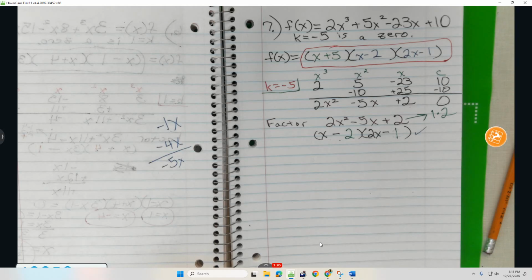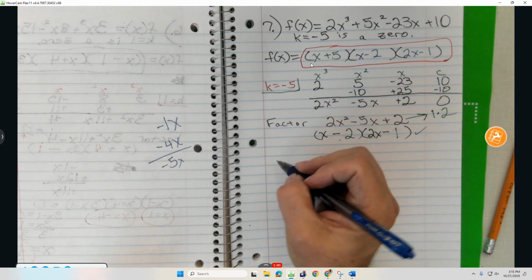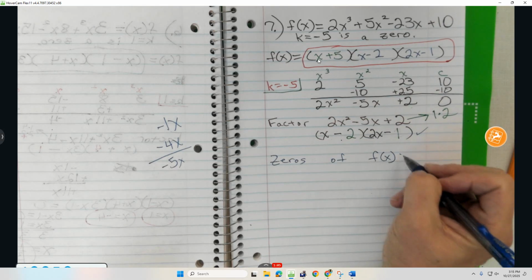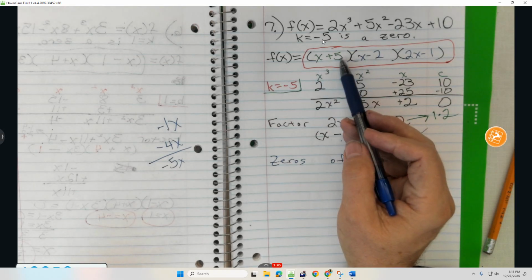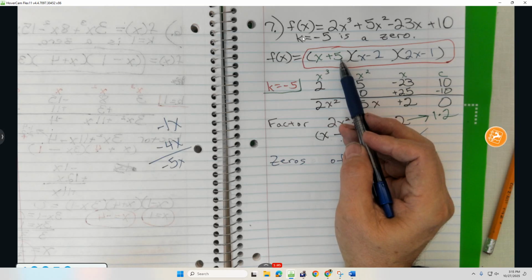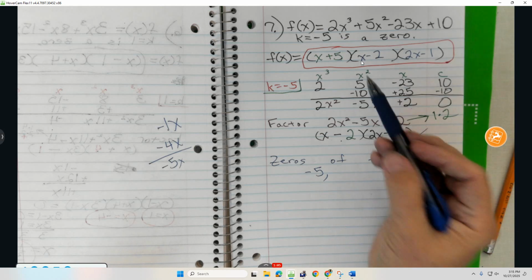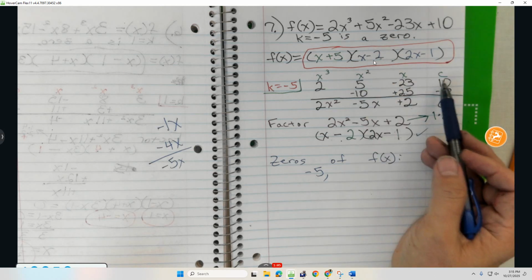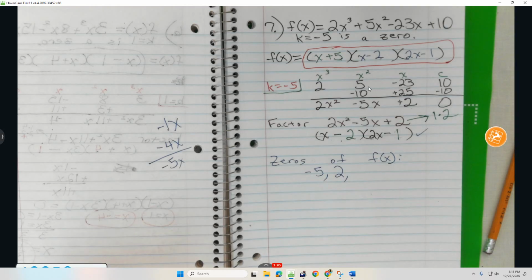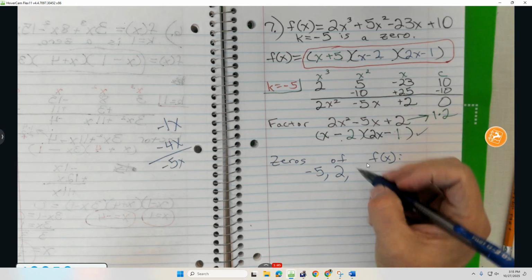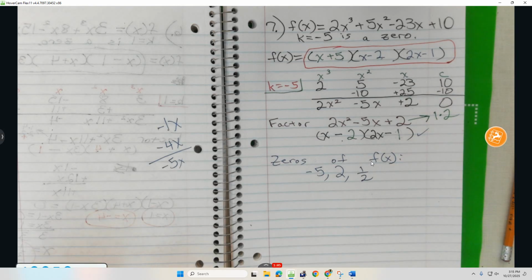Okay. Hey, suppose they asked for the zeros. What are the zeros of f of x? Well, when is x plus 5 equal to 0? When x is negative 5, okay. What's another one? Okay, when is x minus 2 equal to 0? Move the 2 over, that gives you a positive 2. And 1/2, bring the 1 over, the negative 1 becomes a positive 1 divided by 2. There they are. Hey, is it possible there's more zeros that we just haven't found?